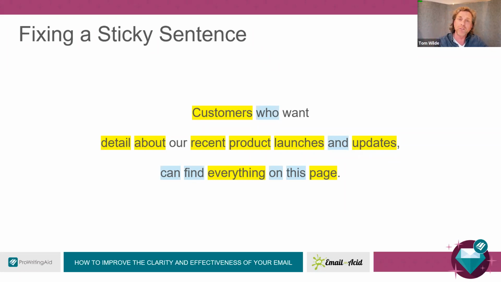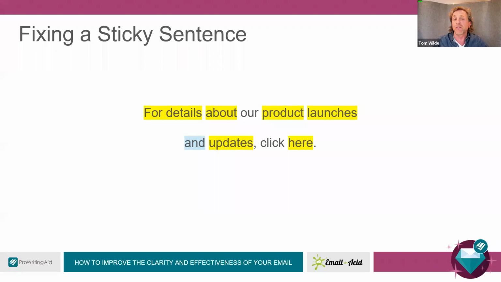So I'm making the sentence work harder. It's less effort for the reader. They're spending less time understanding the same information. I could even go further. I could just write, for details about our product launches and updates, click here. And there I've only got one glue word. Okay, it might go too far. You might not want to go to that level, but you get the idea, right? So we are cutting out the glue words. Less than 40% of the words in our sentence are glue words.